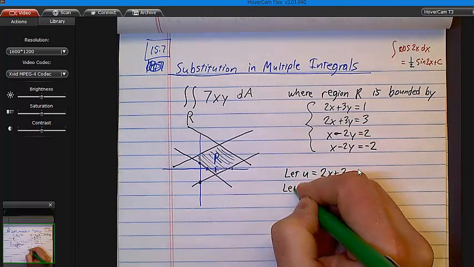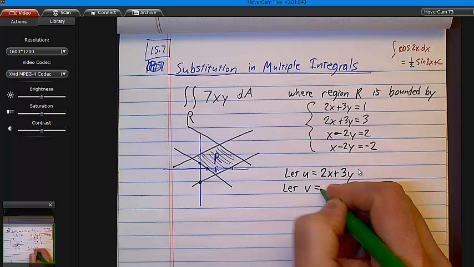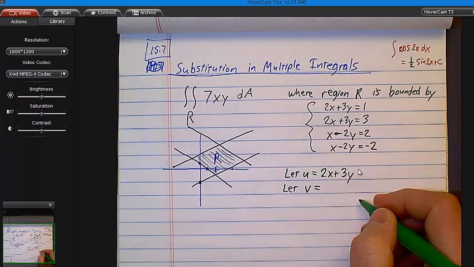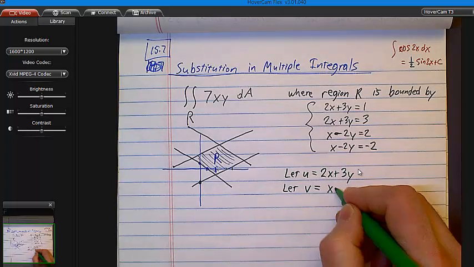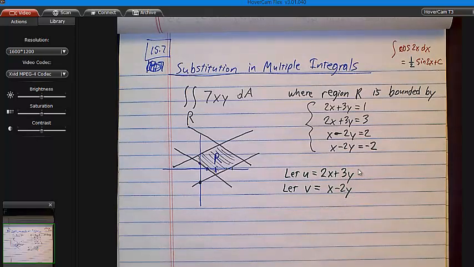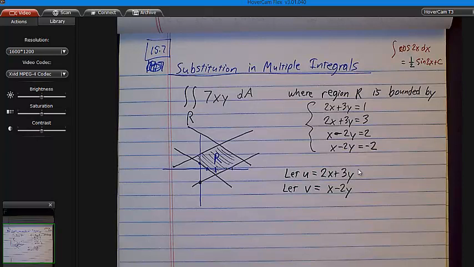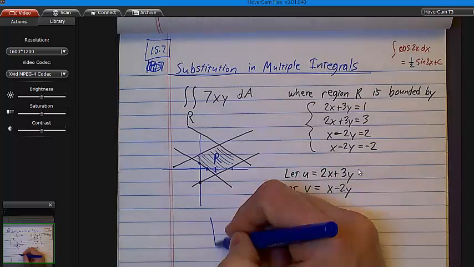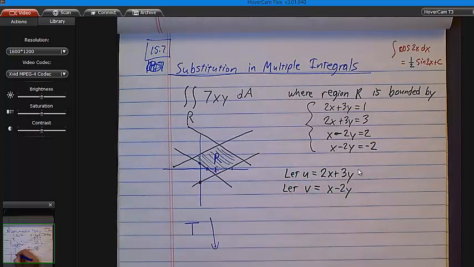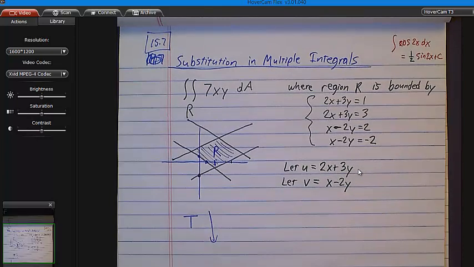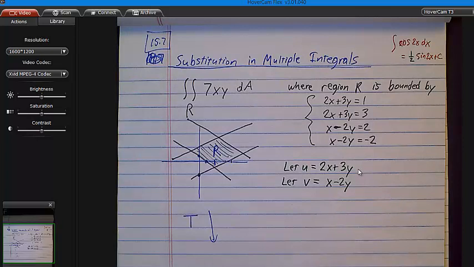And what do you think I'm going to do? I'm going to let v equal... You're right. I'm going to let v equal x minus 2y. And what I'm going to do now is create a region S. So T is going to be the linear transformation. Actually, it should be the other way around. Well, let's see.